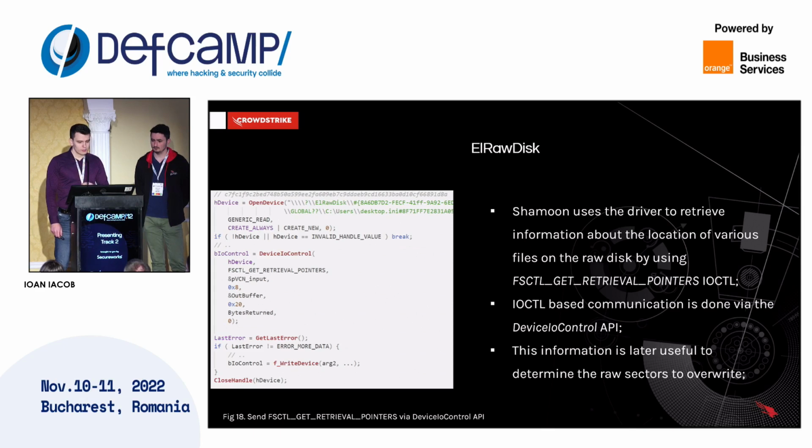Shamoon uses this driver to retrieve various information. It can retrieve pointer data from the file system itself and decide what sectors it can use to overwrite. In order to do so, it will send a get retrieval pointers IOCTL via the DeviceIoControl API.